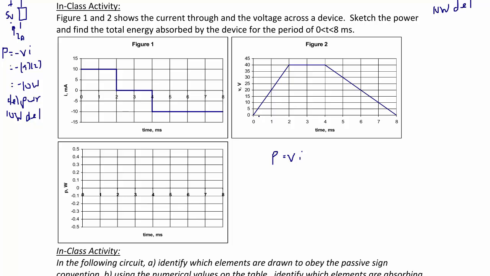So first, from 0 to 2 milliseconds, the voltage goes from 0 to 40 volts, and the current is at a constant 10 milliamps. So when I take 40 times 10, that gives me 400. But since this is 400 milliwatts, I can also write that as 0.4 watts. So I'm going to have a line from 0 to 2 milliseconds that stops at 0.4.